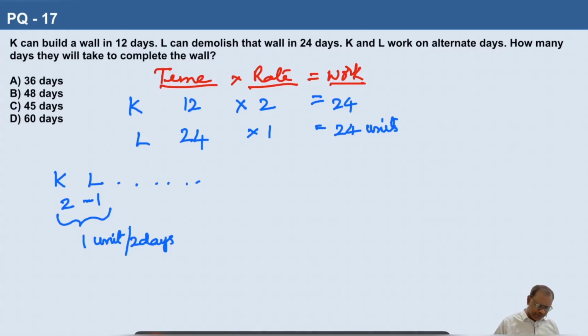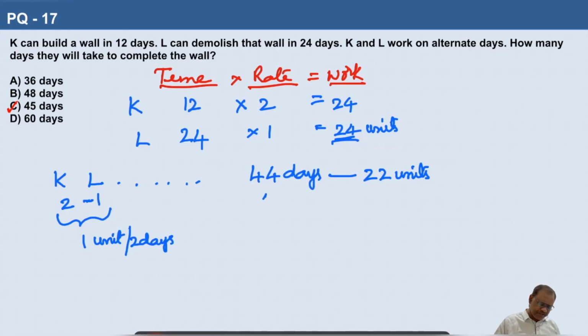So in 44 days, how much work is done? In 2 days, 1 unit is done, so half of 44 is 22. In 44 days, 22 units of work are done. So here we have a total of 24 units to be done. So on the 44th day, L will close the work.